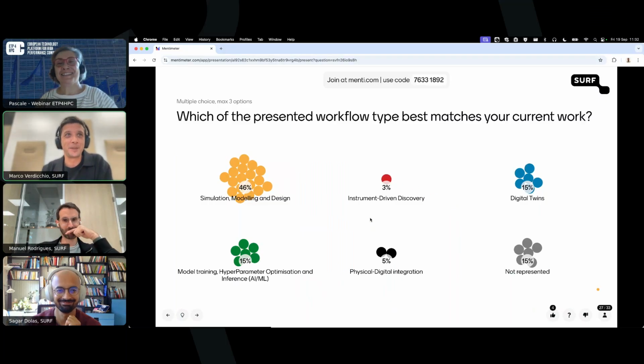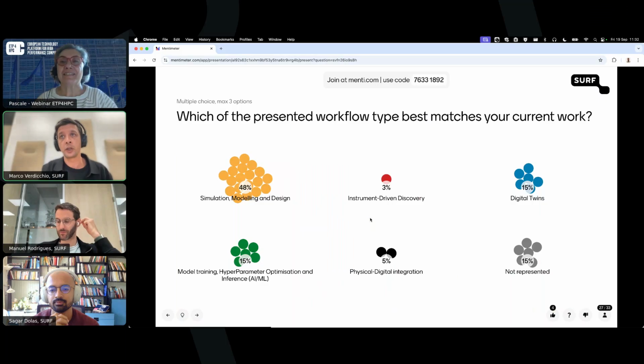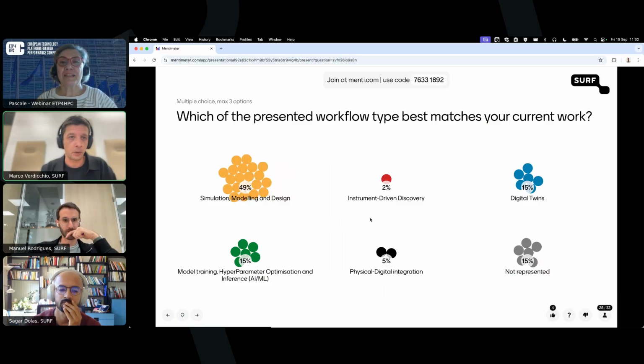There is a clear majority here. Being HPC, I was expecting that. I'm happy to see also digital twins and model training. I'm curious, for those not represented, what type of application they would describe themselves with.